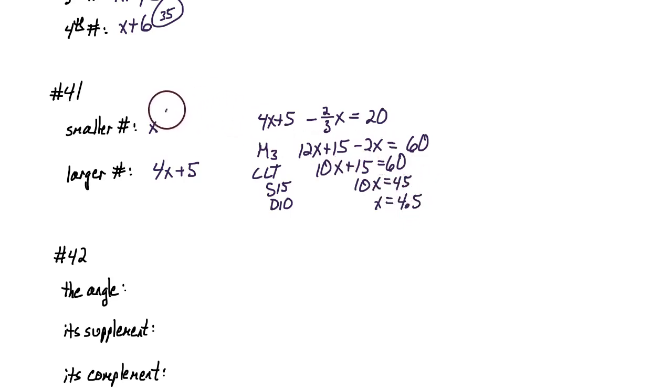The smaller number is 4.5. We were actually asked to find the larger number. So let's fill in our value for x and figure out what the larger number is equal to. This turns out to be 23.